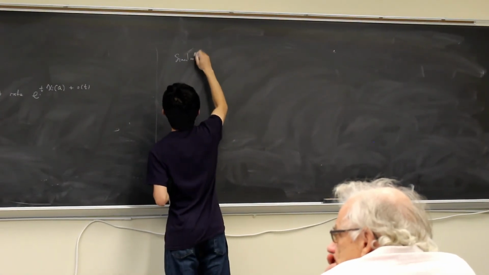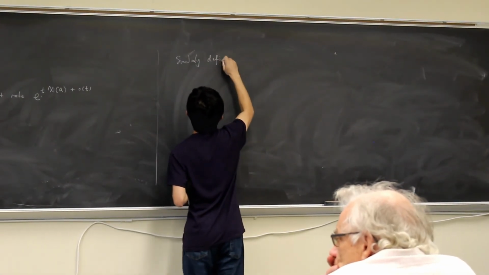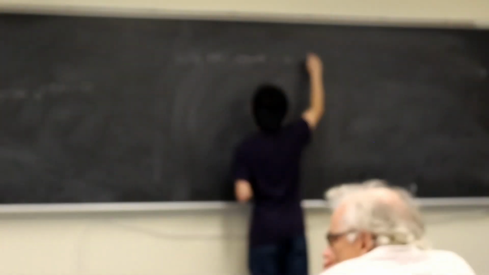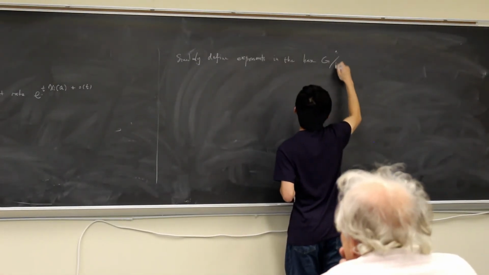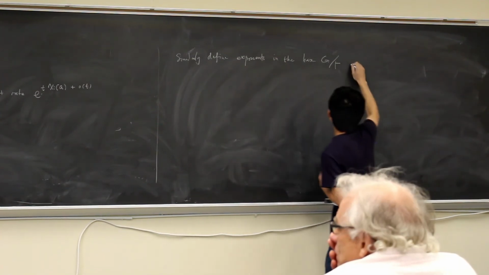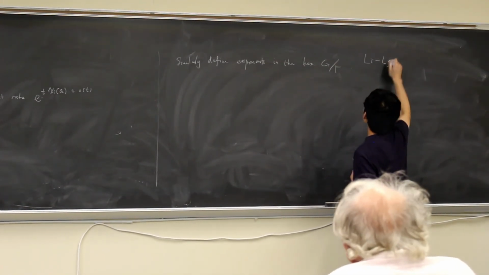Similarly, define exponents in the base G mod gamma, and it turns out these are Li minus Lj in this case.